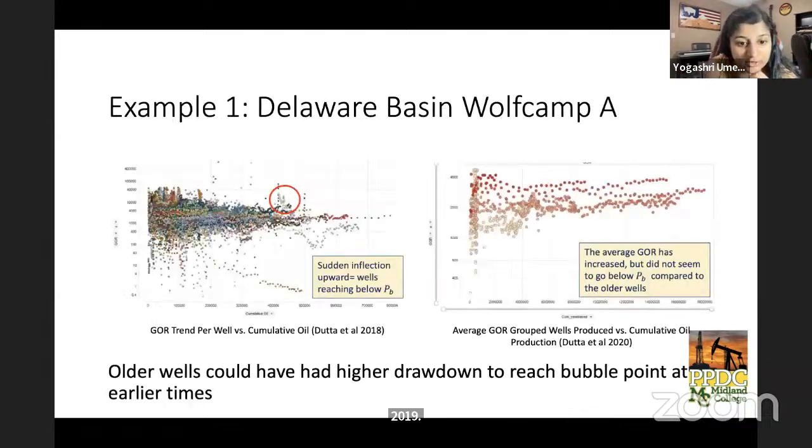This is a GOR trend per well versus cumulative oil. You'll notice that when you reach bubble point, you reach that inflection point, which is in the circle on the left side of the left plot. And then you'll notice that if you group wells, the average GOR gets higher at different vintages. Older wells could have had higher drawdown to reach bubble point at earlier times. So that's another takeaway.